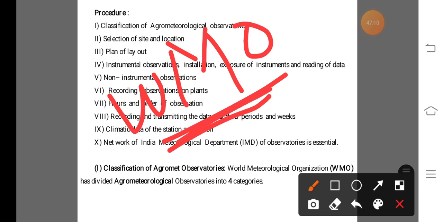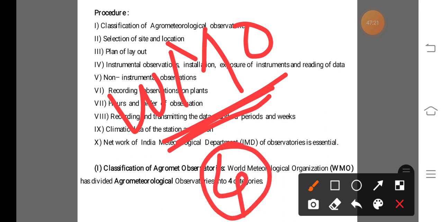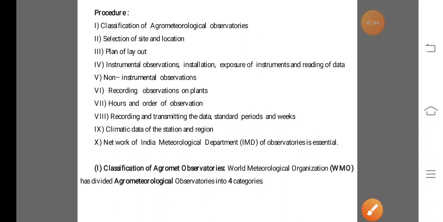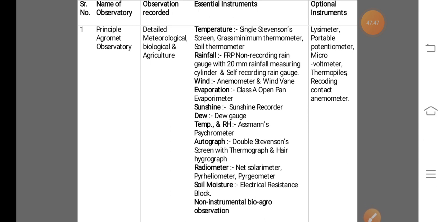By the WMO, that means World Meteorological Organization, the agrometeorological observatory is divided into four types or four categories, and these categories are A, B, C and D. These are the four basic categories of agrometeorological observatory classified by the World Meteorological Organization. That means the types of observatory are four types, that is the A, B, C and D type. Now we discuss in detail the classification of types of agrometeorological observatory.